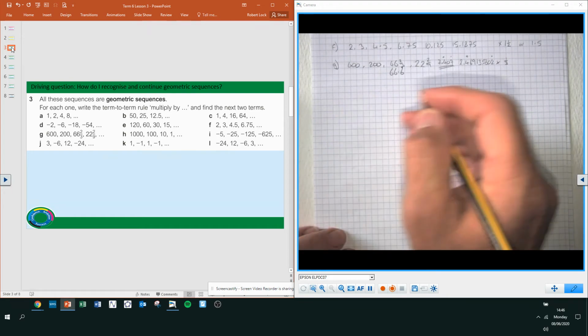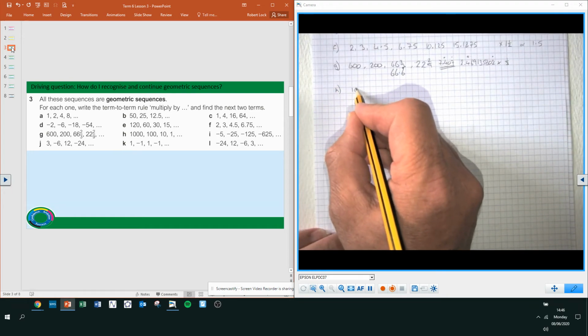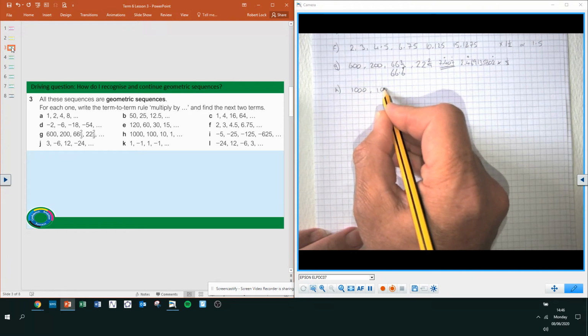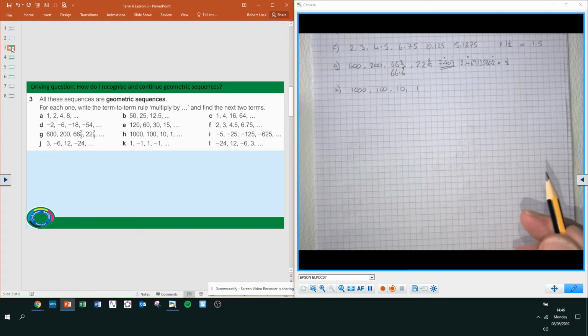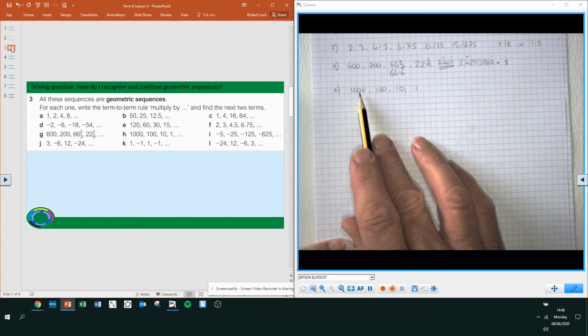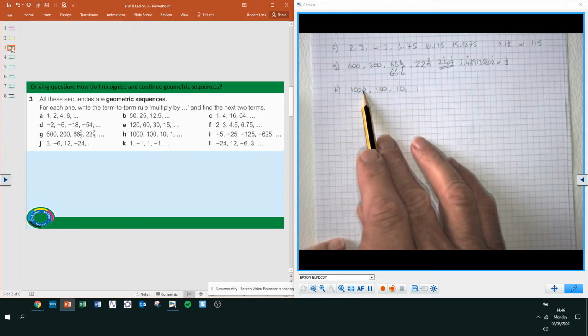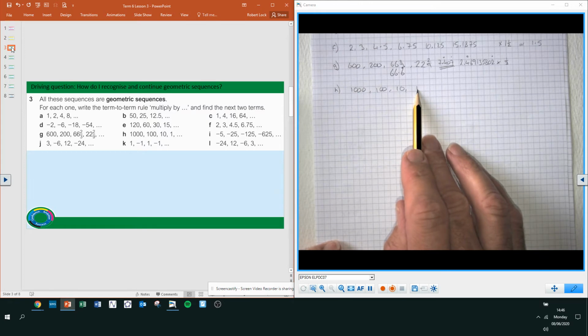G. H. 1,000, 100, 10, 1. We're taking off a 0 each time. 1,000, 100, 10, 1.